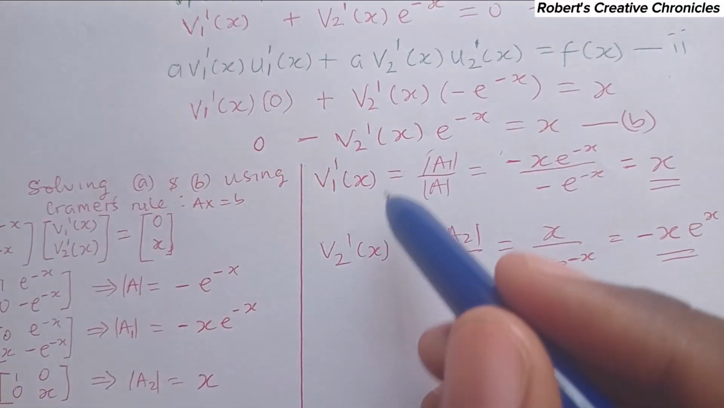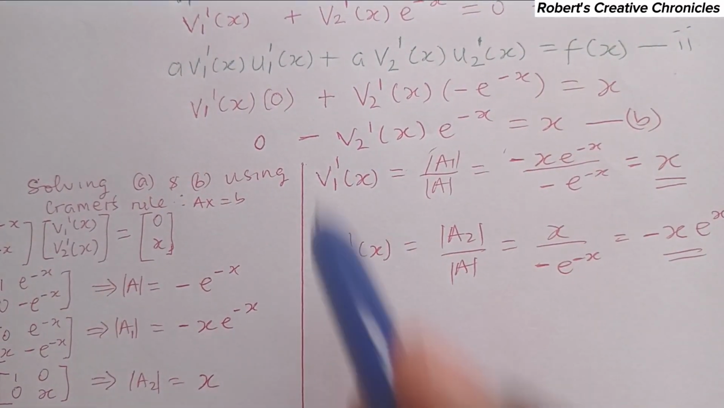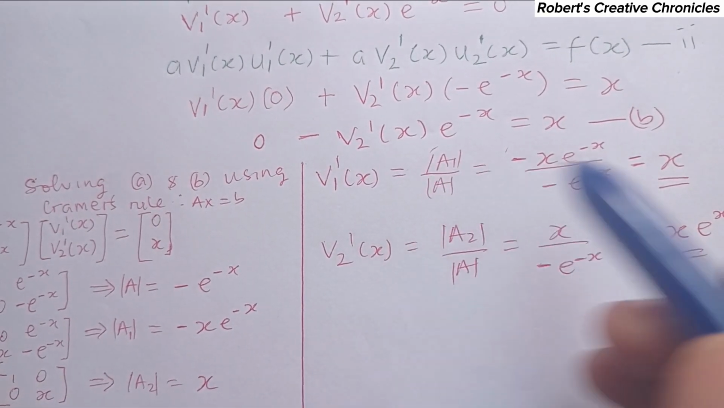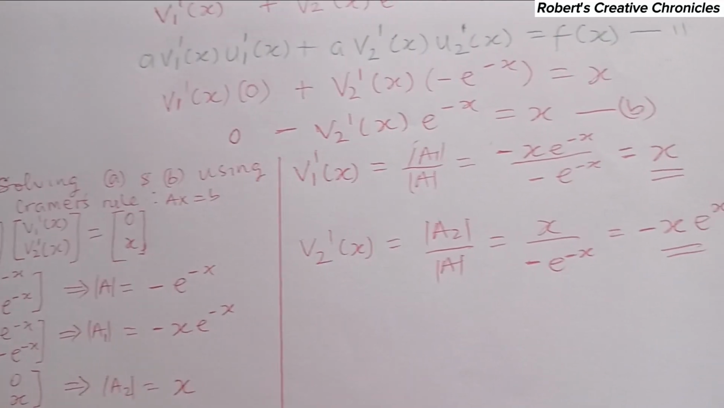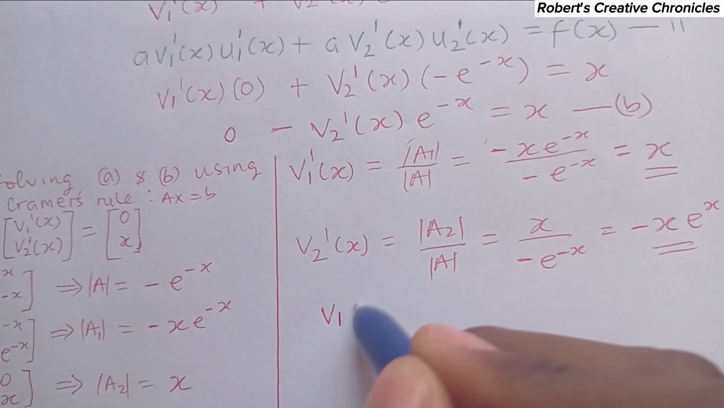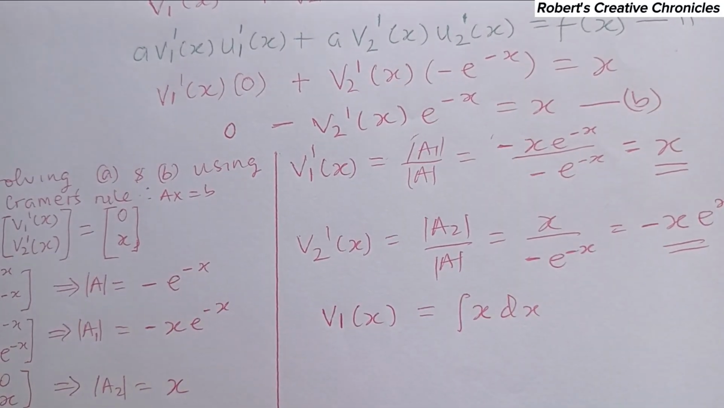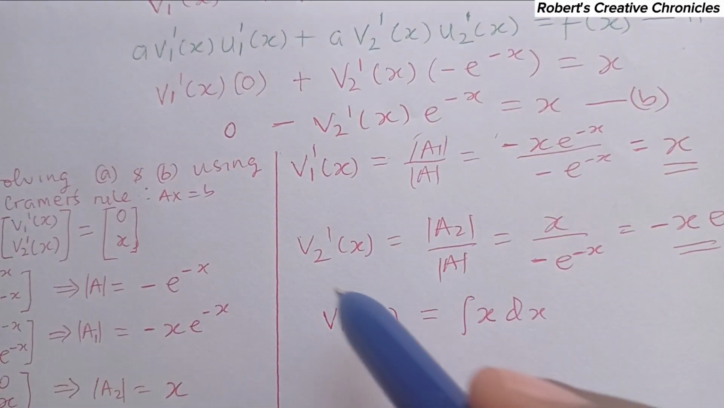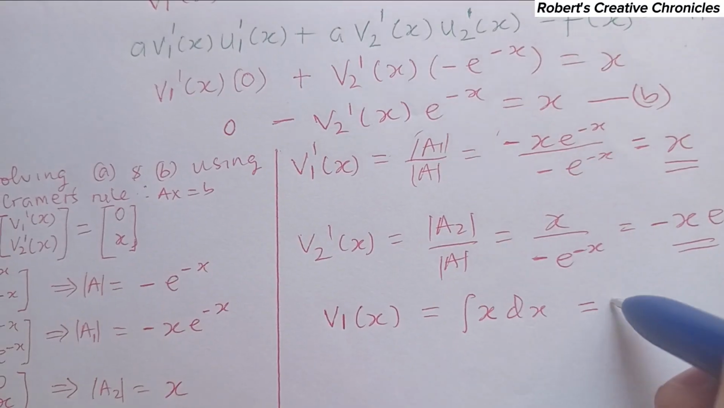So to find v1 x and v2 x, we will find the integral of both sides. If we find the integral of v1 prime x, it will give us v1x. And if we find the integral of v2 prime x, it gives us v2x. So now we'll just take the integral of both sides here. So the integral of here is v1x, then the integral of x dx. Here would also be the integral of v1 prime x dx, but we already know that the answer is v1x, so there's no need to write it here. So the integral of x is what?